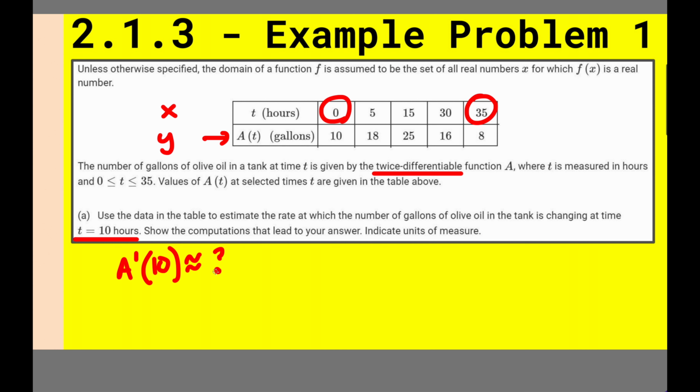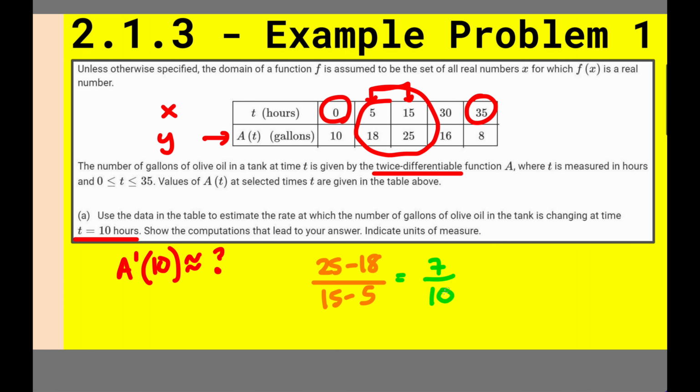But the problem with this is we don't have an A equation, we just have the table. So what we can do is just use the values that are around 10, in this case 5 and 15, because in the middle of 5 and 15 is 10. So we're going to do the slope of these right here. It's change in y, so 25 minus 18, over the change in x, which is 15 minus 5. 25 minus 18 is 7, 15 minus 5 is 10, so the answer you get is 7 over 10.